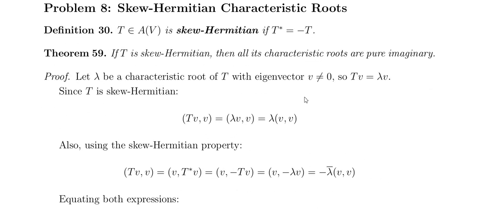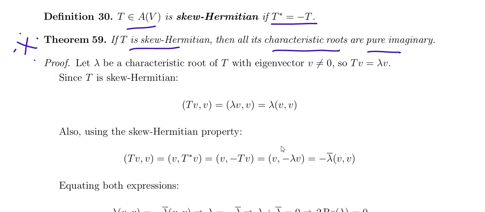And skew Hermitian means T belongs to A(V) and T is skew Hermitian, that is T star equal to minus T. If T is skew Hermitian, then all its characteristic roots are purely imaginary. Hermitian roots are purely real, and the skew Hermitian ones are purely imaginary. That is also very, very important. The proof is very easy.